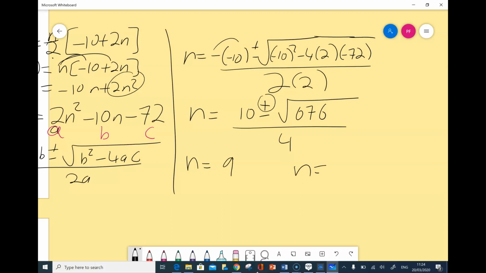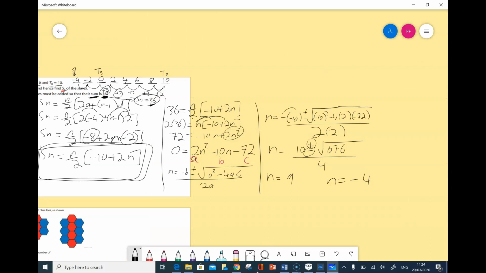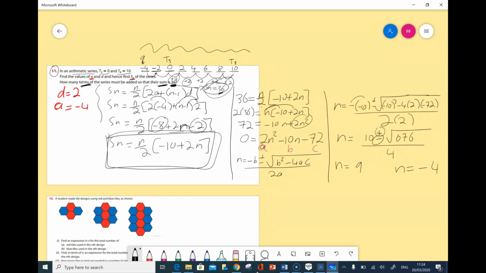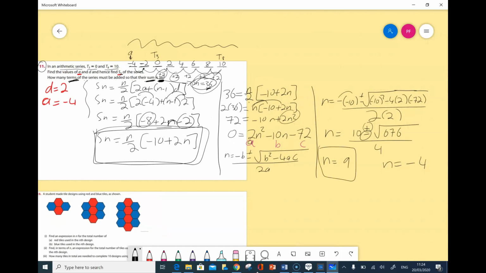And the other version for n is when I use a minus instead of the plus. So into the calculator, with a minus instead of plus, and I get minus 4. So basically they're saying, how many terms do I have to add together? How many terms in this sequence do I have to add together in order to get 36? Well, I either have to add the first 9 terms together, or the first minus 4 terms, which makes no sense. So this is our answer, n equals 9.